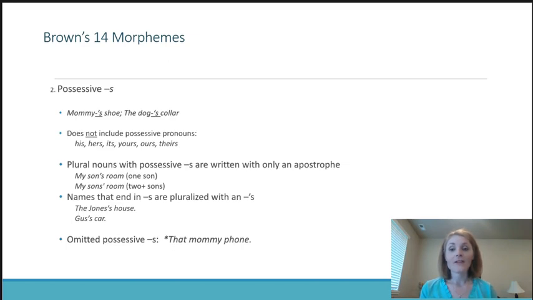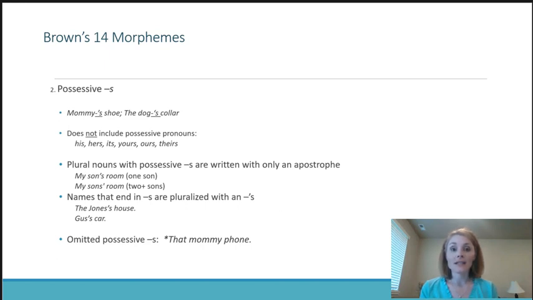Okay, so next we have the possessive S, and this is added orthographically with an apostrophe S. So this would be like the apostrophe S in mommy's shoe or the dog's collar. Notice again this has the different phonemes, so there are allomorphs that all make the possessive S morpheme. One thing with this is plural nouns with possessive S are written with only an apostrophe.